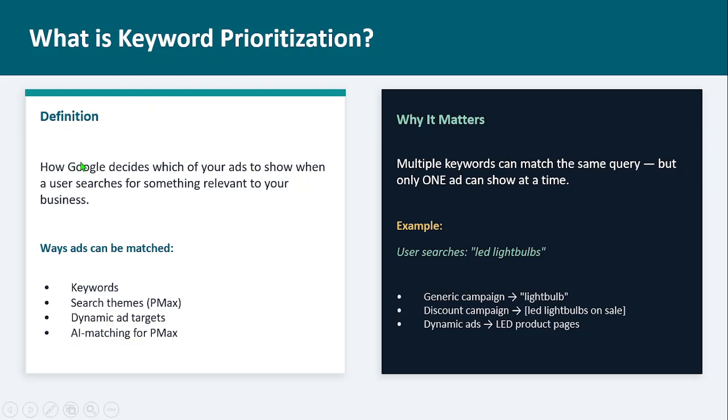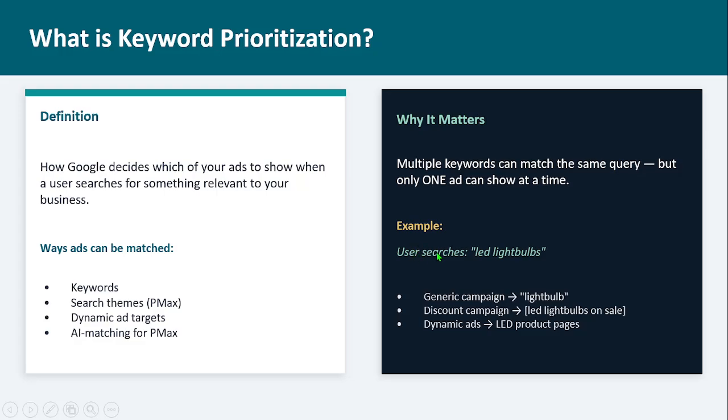Its definition: how Google decides which of your ads to show when a user searches for something relevant to your business. Ads can be matched by keywords, search themes for PMax, and dynamic ad targets, or AI matching for PMax. And why it matters: multiple keywords can match the same query, but only one ad can show at a time.